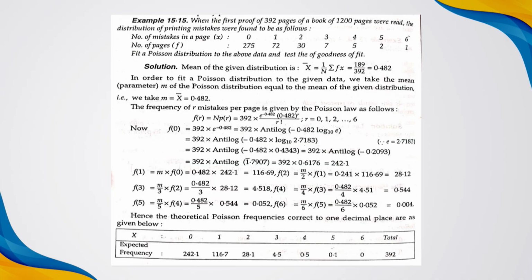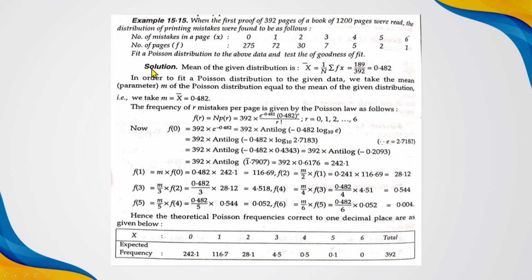You can understand how the Poisson distribution will be used here. When the first proof of 392 pages of a book of 1200 pages was read, the distribution of printing mistakes was found to be as follows. That is, a book has been printed with mistakes. They are specified as the number of mistakes in a page, starting from 0, 1, 2 up to 6. The number of pages is 275, that is, 0 mistakes were obtained in 275 pages, 1 mistake was identified in 72 pages, 2 mistakes in 30 pages. In a similar way, 6 mistakes were identified in 1 page.